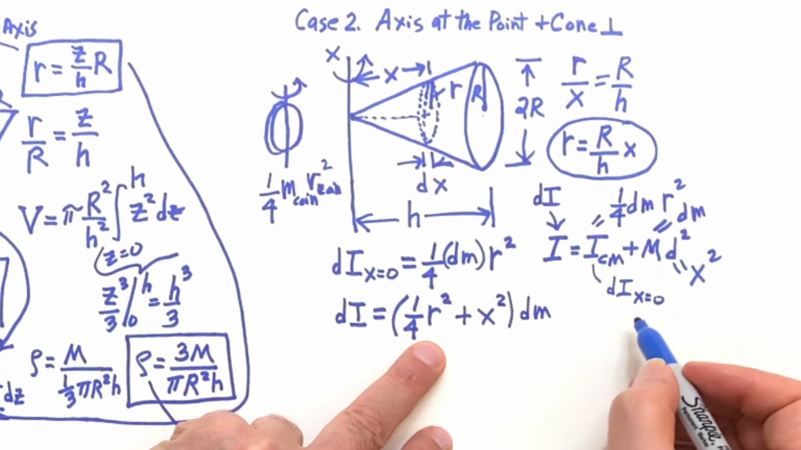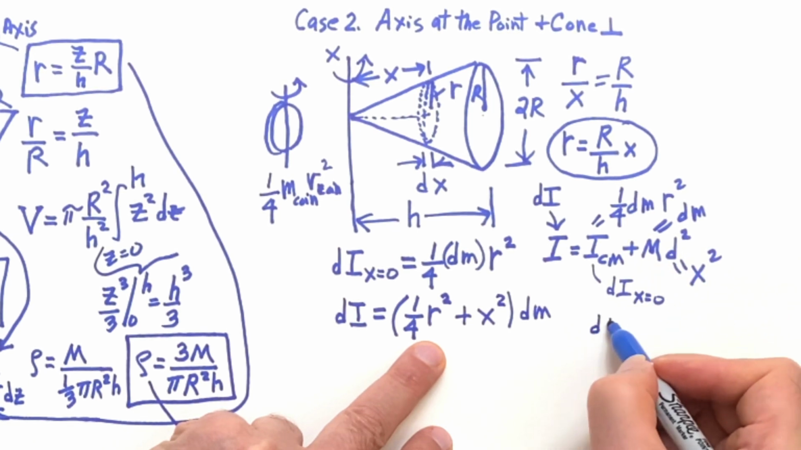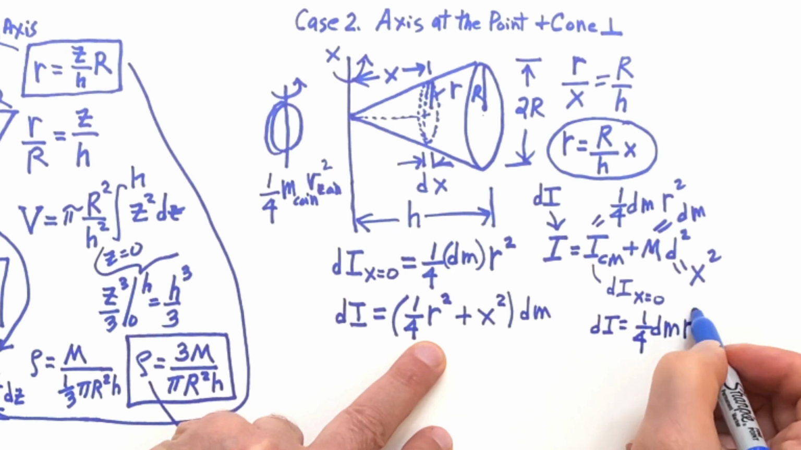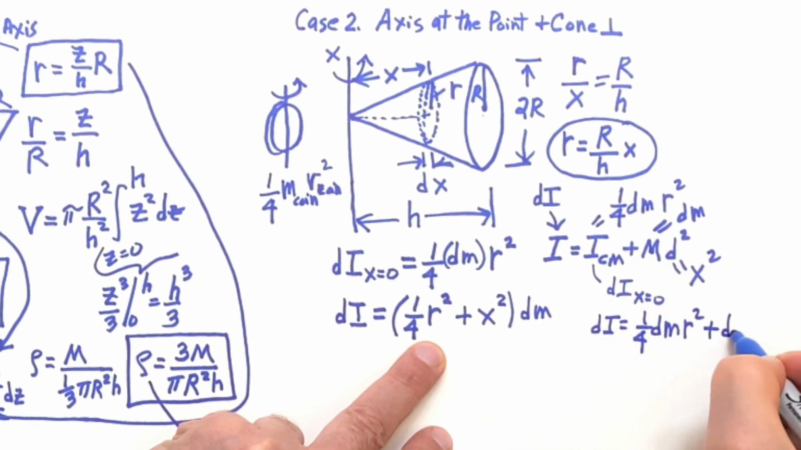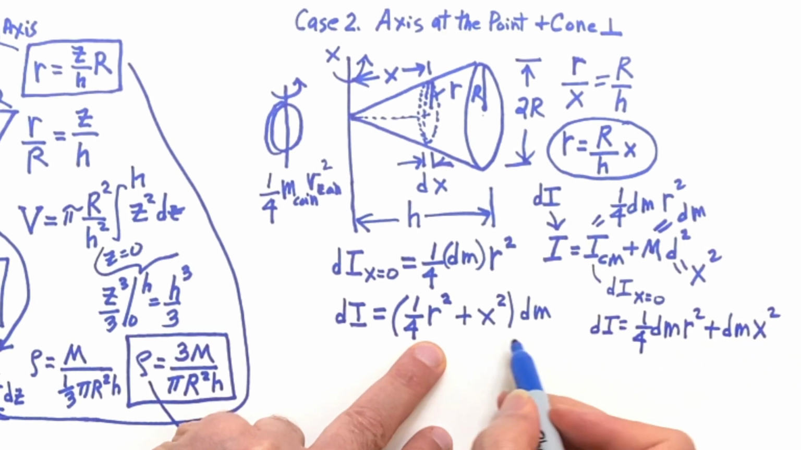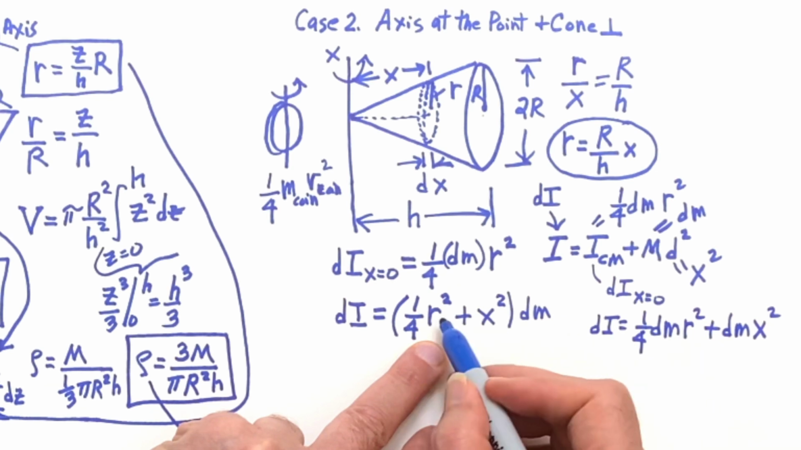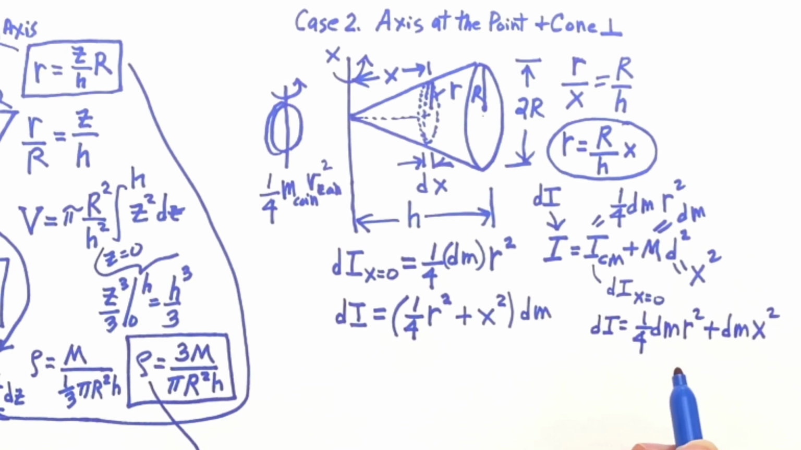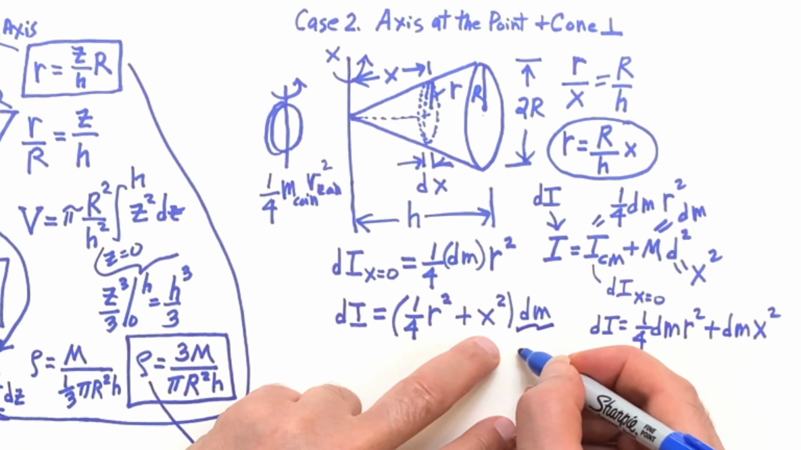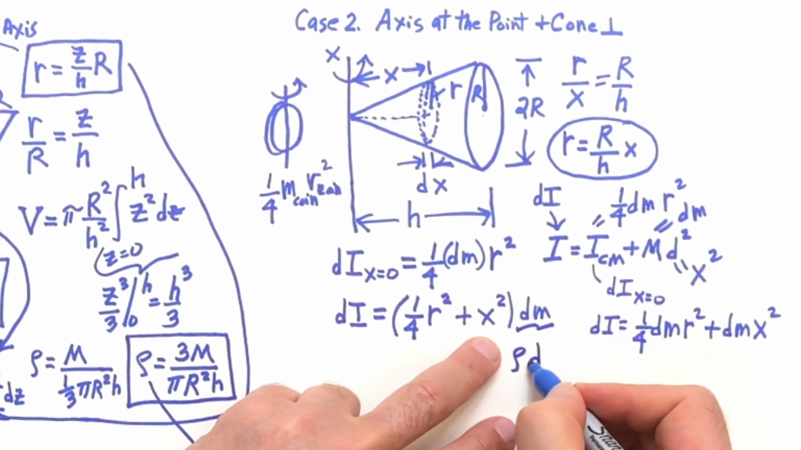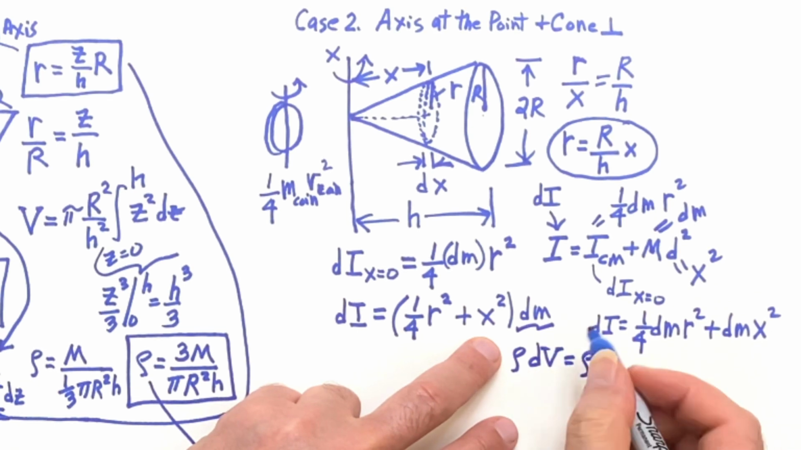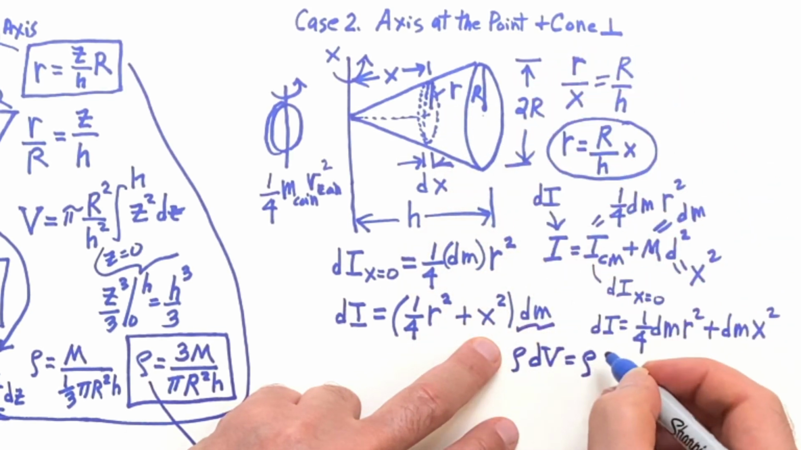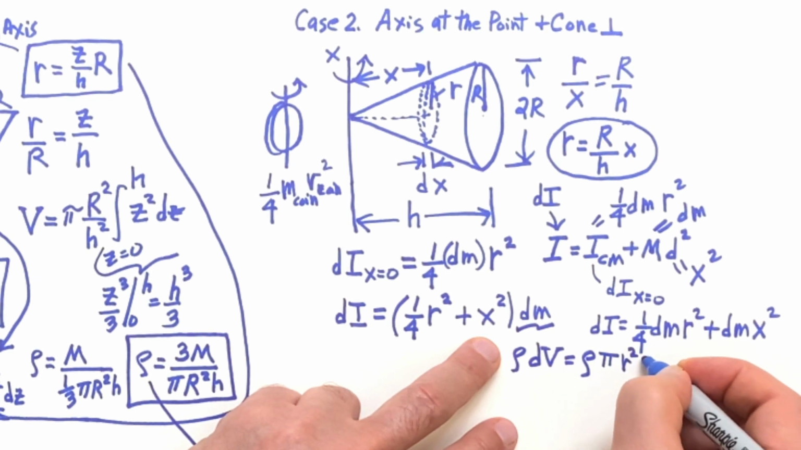All right, let me just go ahead and write this out just to be sure that we have all the steps. We have 1/4 dm r squared plus the dm x squared. Okay, so then we come over here, we have the 1/4 of the r squared plus the x squared. The dm has been kicked out to the right. So now we're set. And remember, the dm is the rho times the volume element. Well, what's the volume element for the disk? Well, it's pi little r squared times your thickness dx. So this is pi little r squared dx.